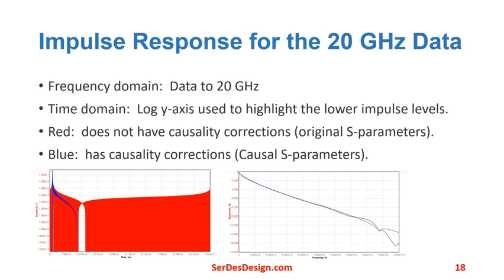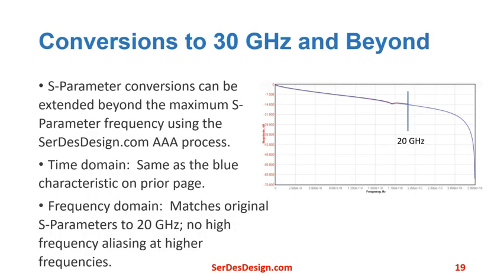Here's the plot of the SDD21 characteristics in the frequency domain on the right. The one in red is for the original S-parameters. The one in blue is for the one that has causality corrections applied. When corrections are applied to the S-parameters, there is some deviation from the original characteristics at the higher frequency end. And this higher frequency end is for the maximum S-parameter frequencies.